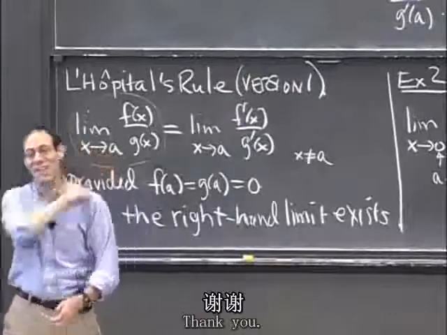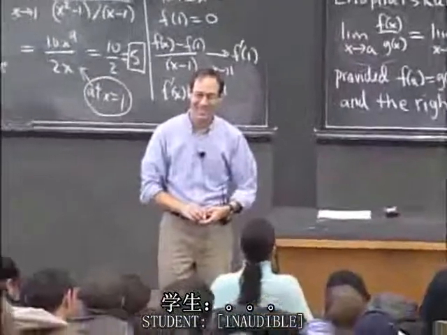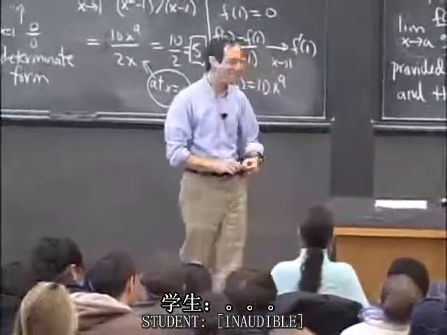Yeah, another question. Thank you. Is it that f prime of a has to exist? But if one doesn't exist, or it just doesn't exist?